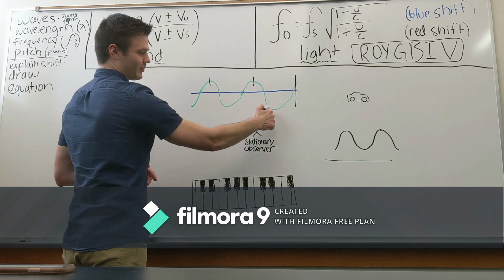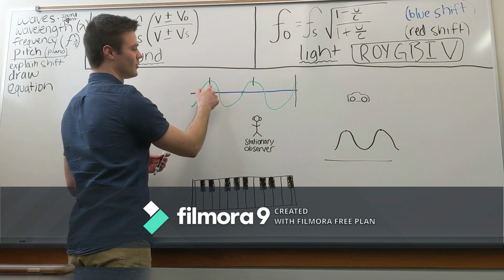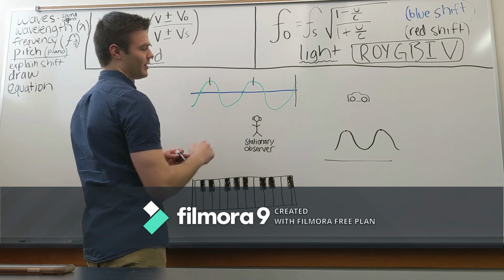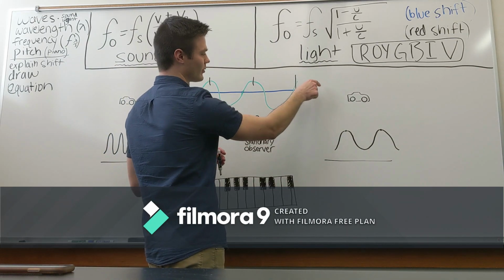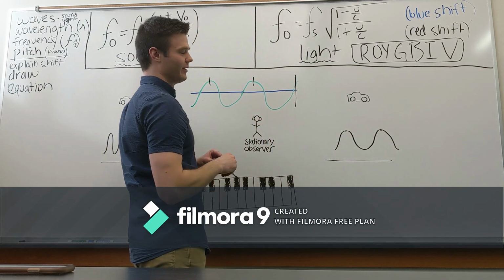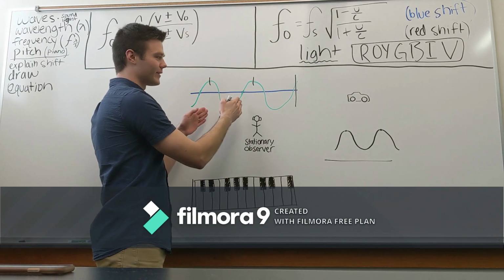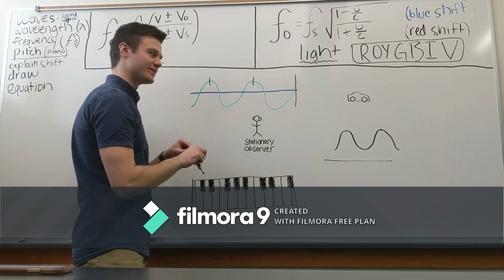I drew up here an example of a wave. Wavelength is the distance from one crest of a wave to the next crest. And the frequency is the number of waves that are going to move through a certain point in 1 second. Sound waves have wavelengths and frequencies, and light waves have wavelengths and frequencies.